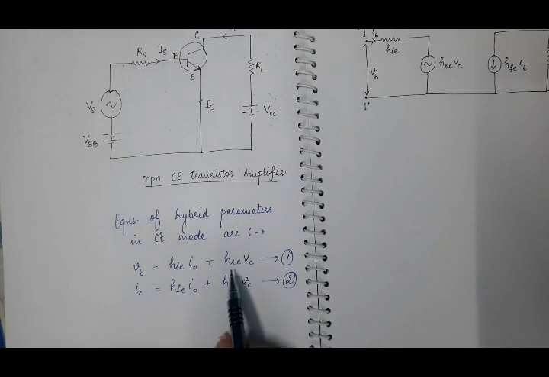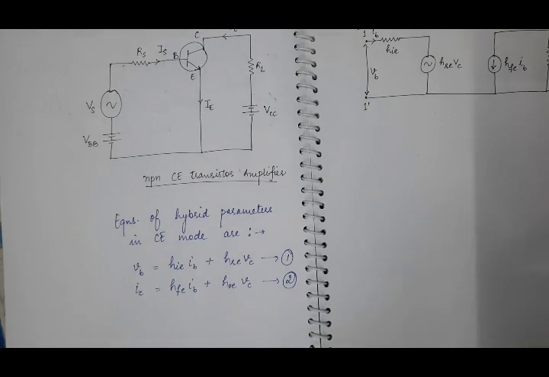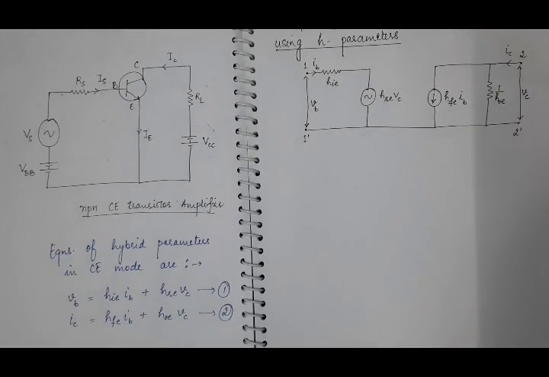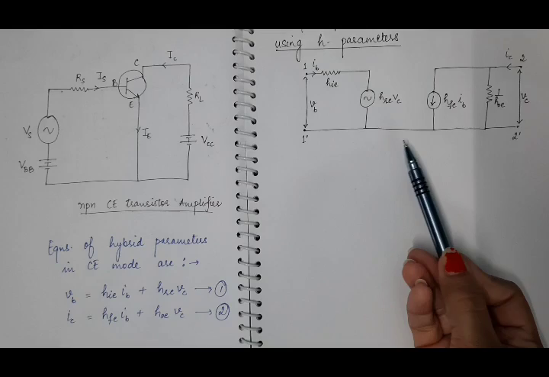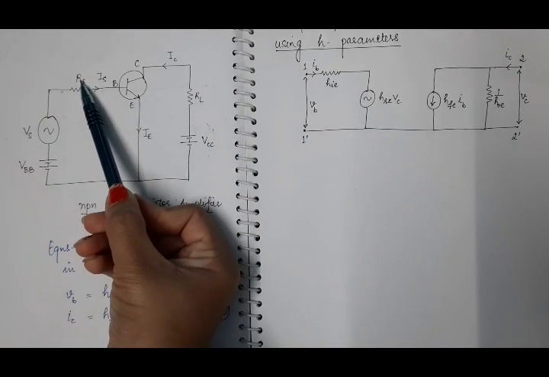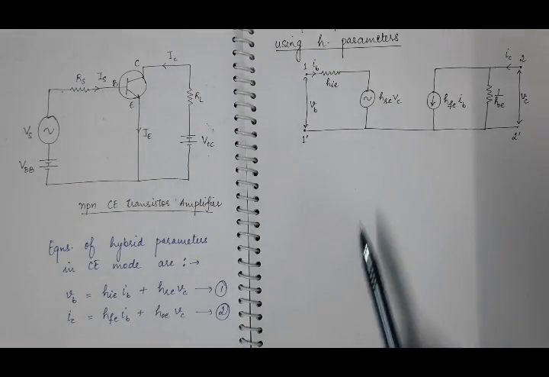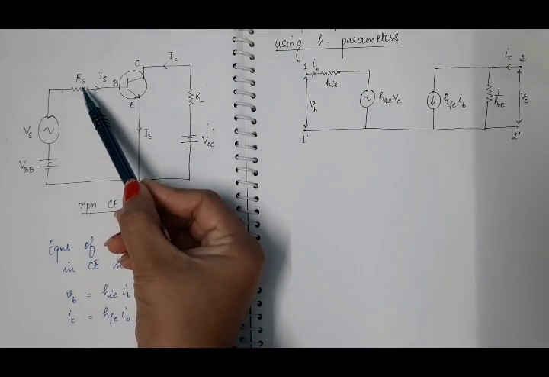Now, by using these 2 hybrid equations, draw the hybrid equivalent circuit diagram of this circuit. This is the hybrid equivalent circuit of common emitter transistor amplifier by using these 2 equations, which we have already discussed in our previous video. But in this case, Vs is the source voltage and Rs is the source resistance. So what will be the additional things in this diagram? It will be Vs and source resistance Rs.